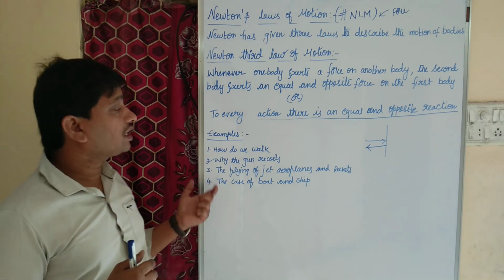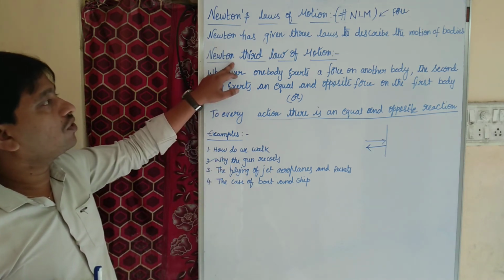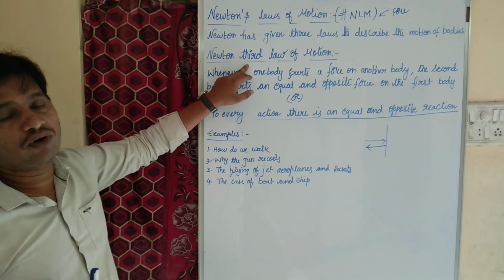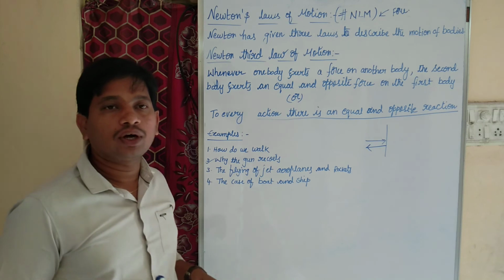And then the flying of jet aeroplanes and rockets. The flying of jet aeroplanes and rockets also follows the principle of what? Newton's third law of motion. It follows the principle of Newton's third law of motion. And the case of a boat and ship.